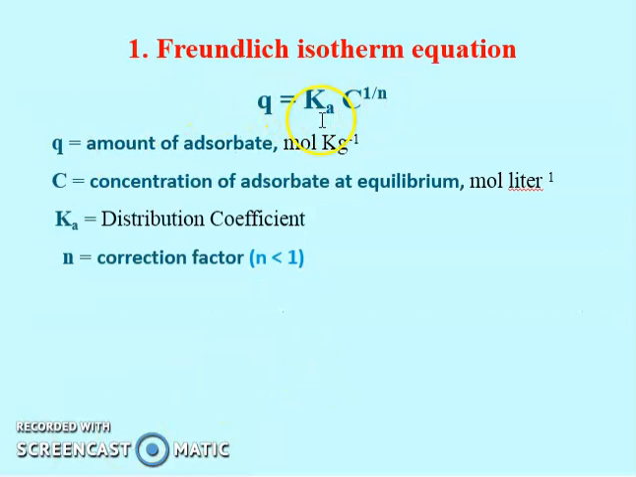This is the Freundlich equation. Q is the amount of adsorbate, mole per kilogram. K is a distribution coefficient. C is the concentration of adsorbate at equilibrium in the solution after shaking. n is a correction factor.